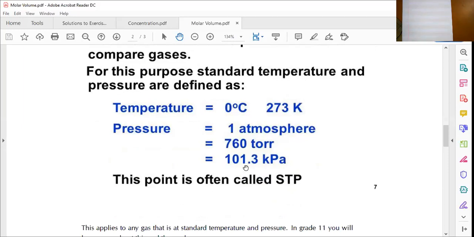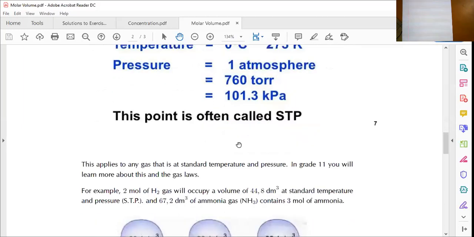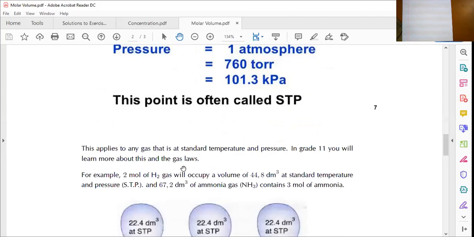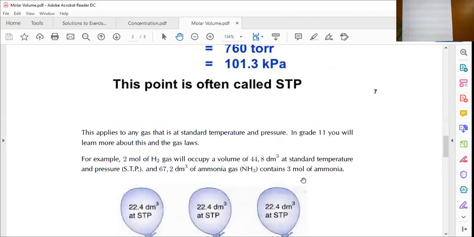You must just know your pascals and your kelvins. That's all. You can ignore these other equivalent units. This applies to any gas that is at standard temperature and pressure.